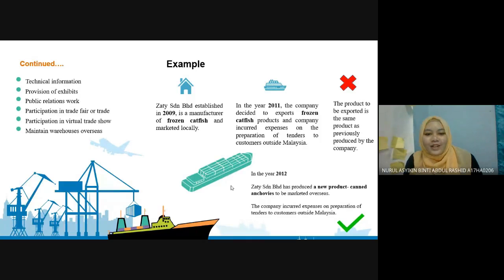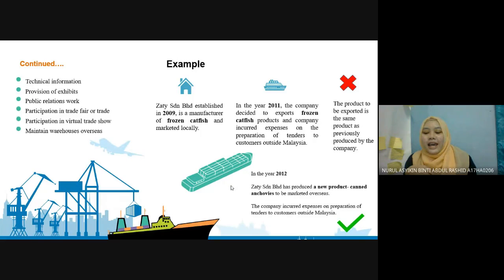In the year 2011, the company decided to export frozen catfish products, and the company incurred expenses on the preparing of tender to customers outside Malaysia. So this company is a resident company in Malaysia, and it wants to export its product outside Malaysia, and all the expenses incurred on the preparation of tender to the customer can get a further deduction for this company. But then it cannot, because the product to be exported is the same product as previously produced by the company.